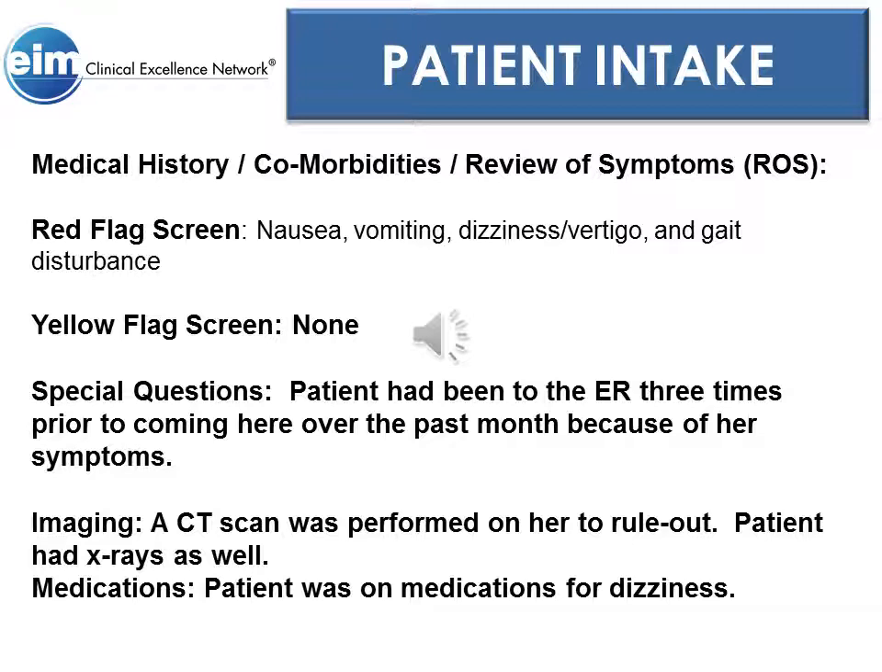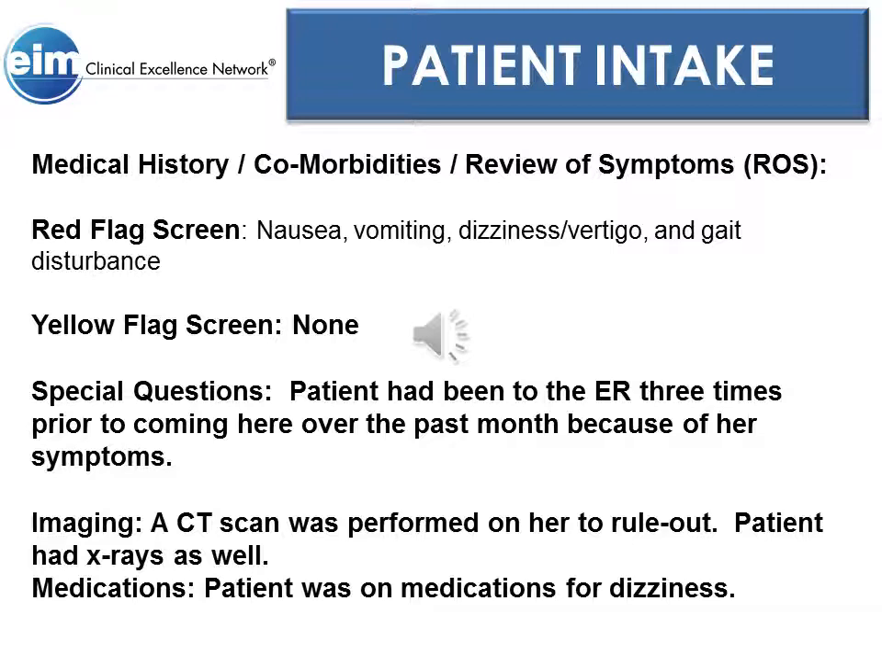And special questions: she did visit the ER 3 times within the past 4 weeks because of the severe vertigo and spinning that she was experiencing. She did have a CT scan done, and she had x-rays done, which ruled out some of the central issues that we might be dealing with.